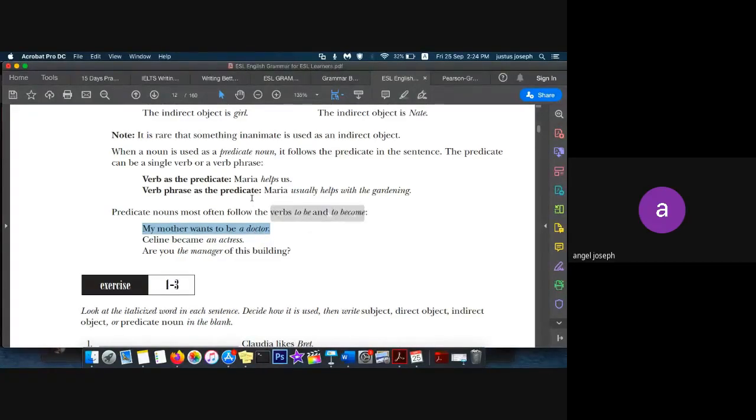Only the subject will have a noun or a pronoun? Can only a noun or a pronoun be a subject? Never think like that. A noun or a pronoun can also be used in the predicate. I'm showing you that here.